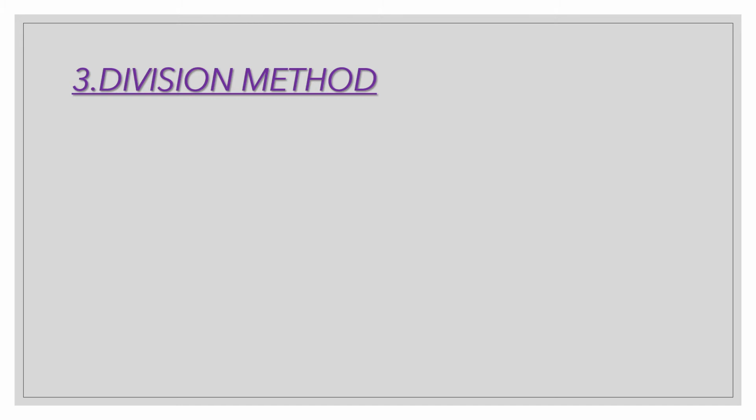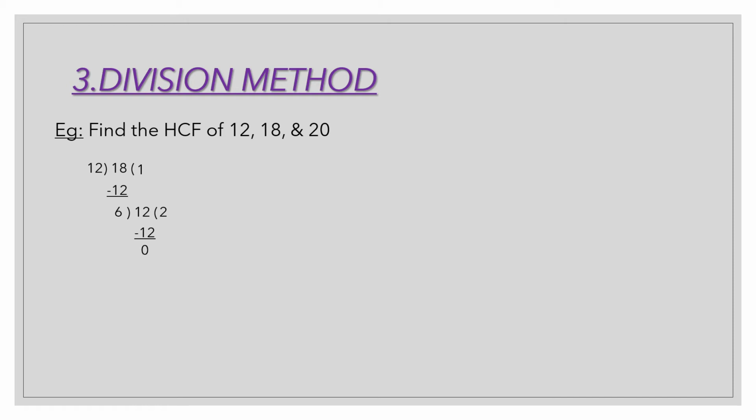How to find out HCF by division method. Let us take one example. Find the HCF of 12, 18 and 20. Now divide 18 by 12. You will get 12 ones are 12. Subtract 12 from 18. You will get 6. Make 6 the divisor, and what divisor you have taken, you make it the dividend and divide that dividend by the divisor. You will get 6 twos are 12 and remainder is 0.